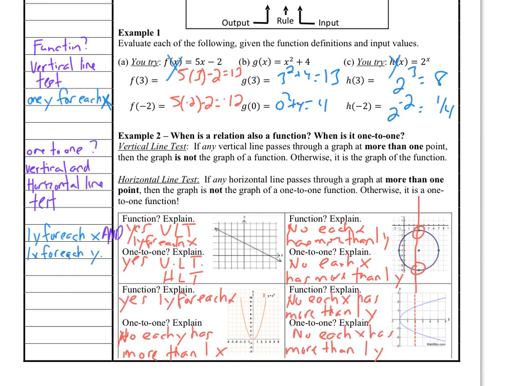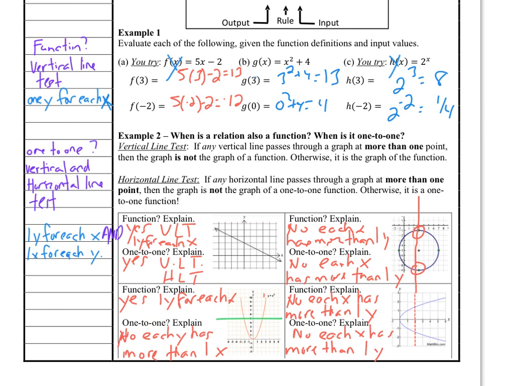Okay, so here we go. First one, we have, is it a function? Yeah. Draw a vertical line, 1 y for each x. Yes, there is exactly 1 y for each x. But is it one-to-one? So it is going to pass the vertical line test, but does it pass the horizontal line test? And the answer there is unfortunately a big fat no.